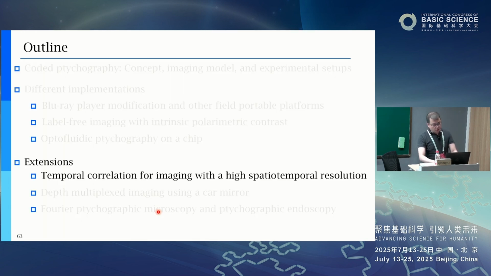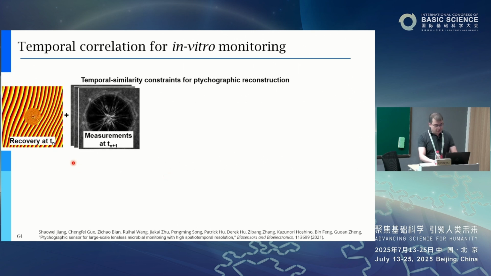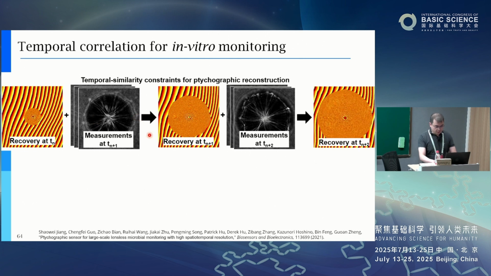With that, I also want to talk about some extensions of this technology. The first one is we try to improve the temporal resolution. So far, what I have talked about is just a fixed object. In this case, we try to image an object that changes over time. So the idea is that in the reconstruction process, we need to consider the temporal correlations of the object. And by doing that, we can substantially increase the temporal resolution.